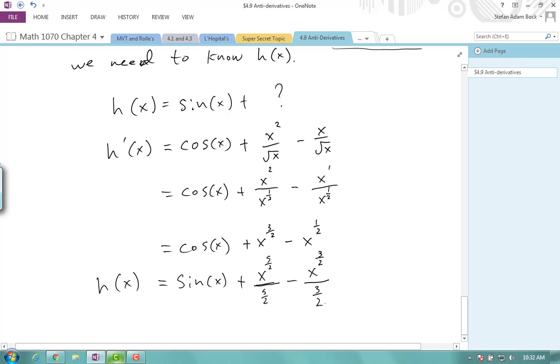But I still wouldn't be done because there's always a plus c when I take an antiderivative. For this problem, I didn't give any information as to what the plus c could have been, so I won't be able to find out what it will be.